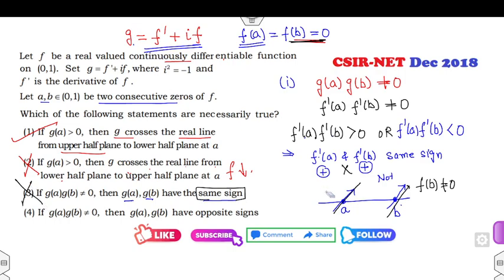Or you can think about, if both are negative, then what will happen? That means both are decreasing at point A and at point B. Again, because f of A and f of B are 0, it must converge to, that means unbounded, but that is not possible. So that means the same sign is not possible.